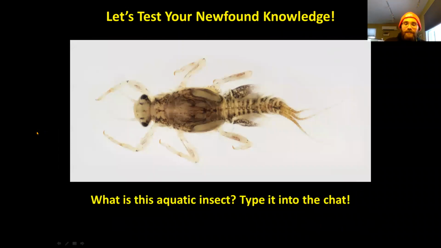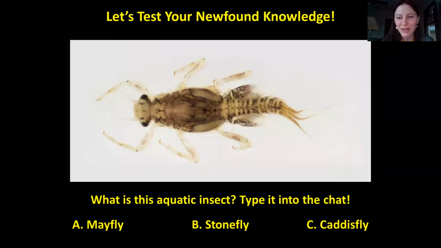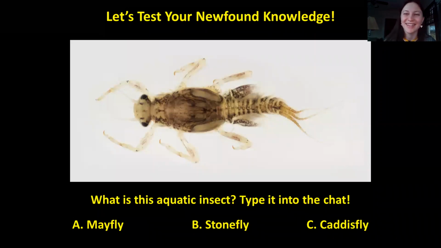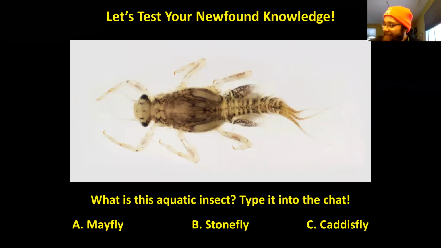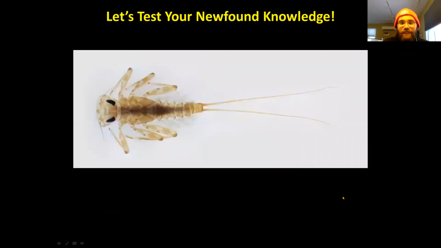All right. What is this aquatic insect? Is it a mayfly, a stonefly, or a caddisfly? Looking like mayfly. People are going for mayfly right away. They are correct. It is a mayfly. We've got the three tails right here. So mayfly's correct.